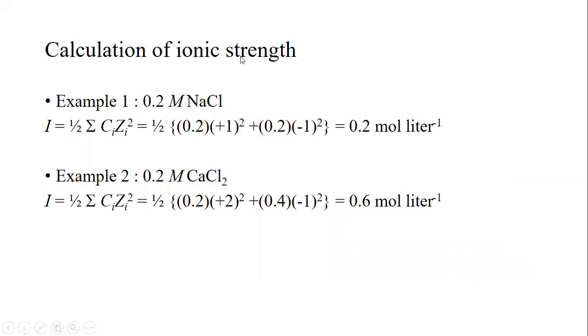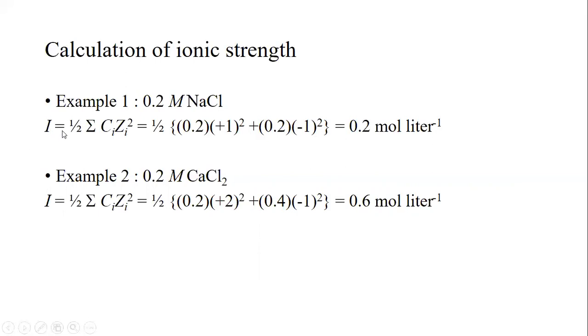Let's look at some examples of how we calculate the ionic strength. Example 1, you have a solution of 0.2 molar sodium chloride. When this dissolves, it gives you Na+ and Cl-. So if the concentration of the salt is 0.2 molar, it will give you 0.2 molar of sodium ions plus 0.2 moles per liter of chloride ions. So remember, equal 0.2 moles of this and of this per liter.